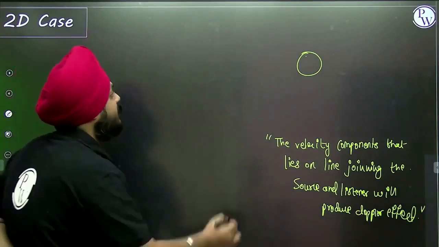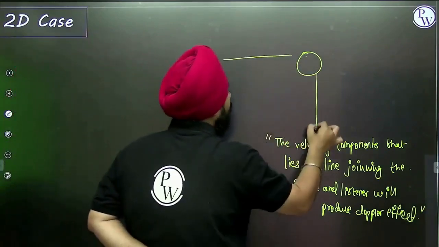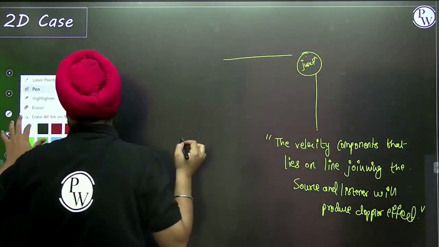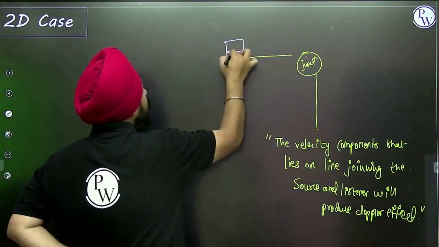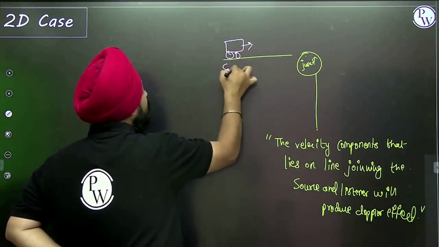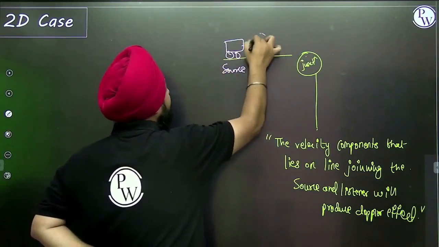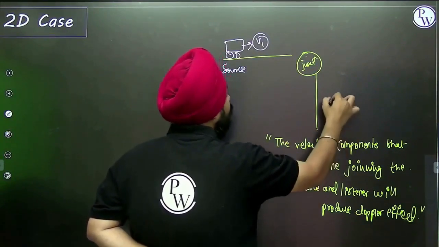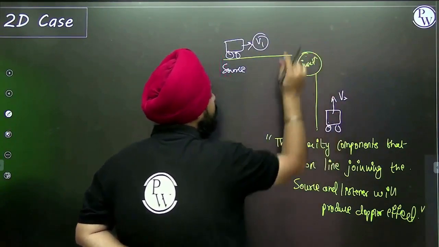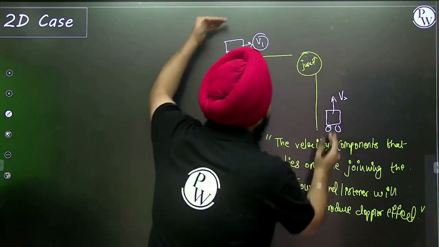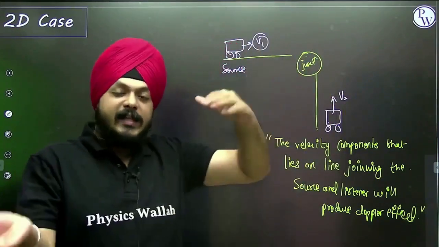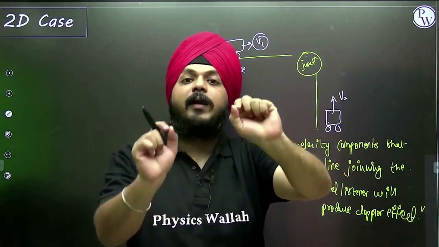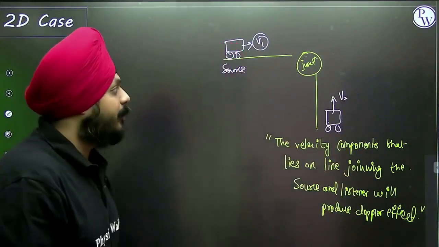But let's see this. Suppose this is a junction. This is a source moving with velocity V1 towards the junction. And this is the listener moving with velocity V2 towards the junction. Now they are both moving towards the junction. It means anyhow they are coming nearer to each other. It means the apparent frequency is going to get increased.